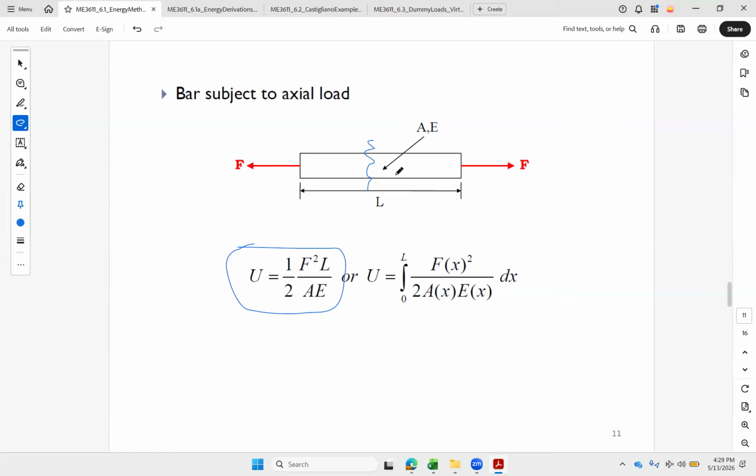This is always good. But if we have everything constant, it just becomes F squared over 2AE times the length, because everything comes out and we have just the integral of dx. So most of the time we will be able to use that shortcut one over there. Every individual bar that doesn't have a load in the middle, we can use that left-hand formula. And if anything's changing, we just keep this.